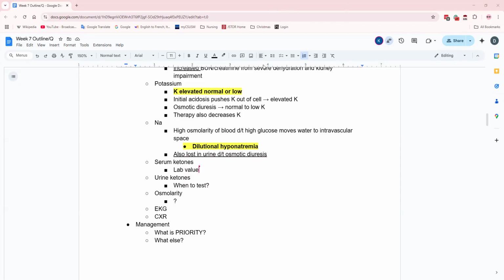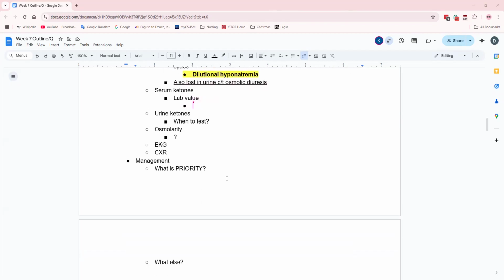Okay, so now your serum ketones, what are your values here? Positive. Ketone positive. Yeah, you're gonna see serum ketones as positive. What are your lab values for it? Honestly, don't focus too much on the lab values for that. Do we need to know those? No.